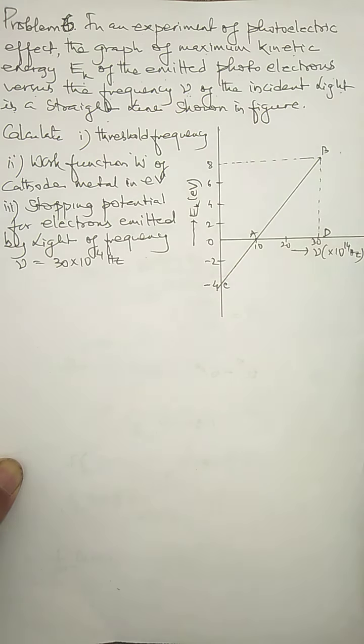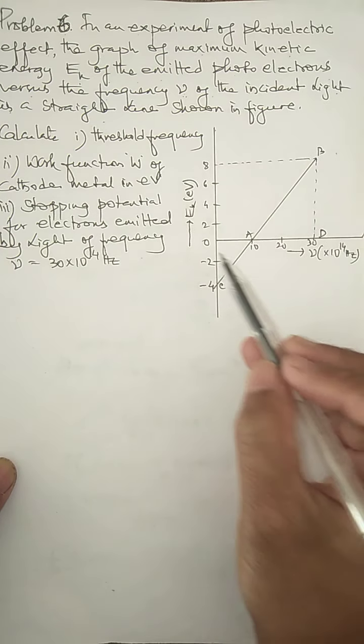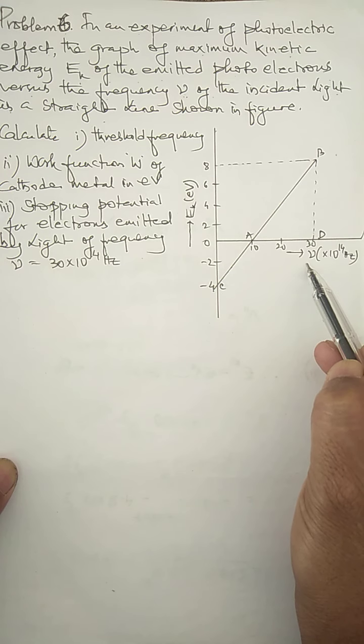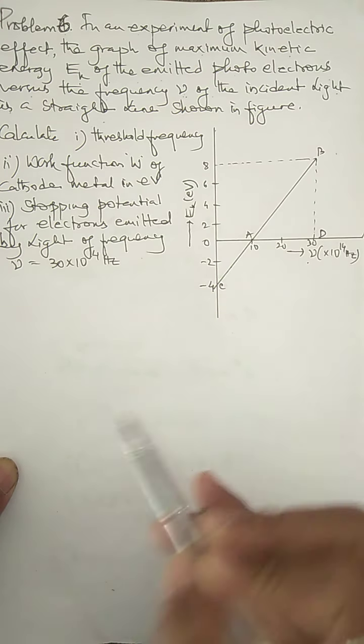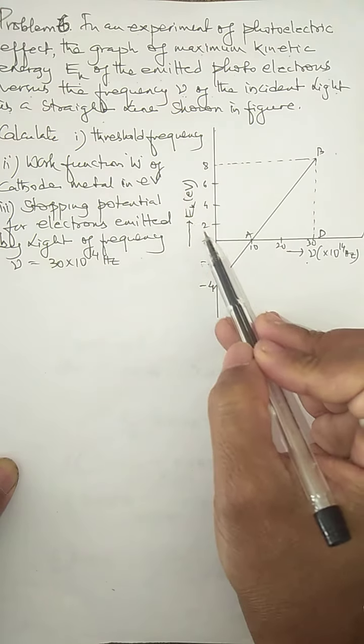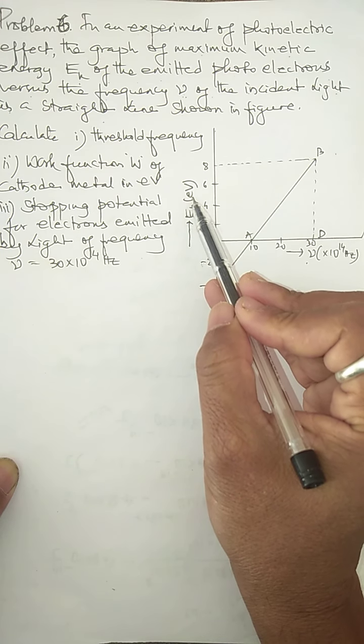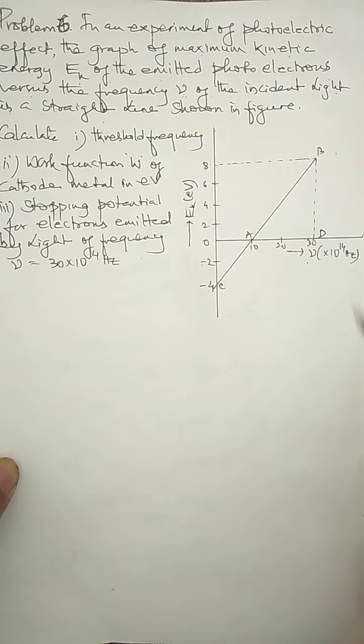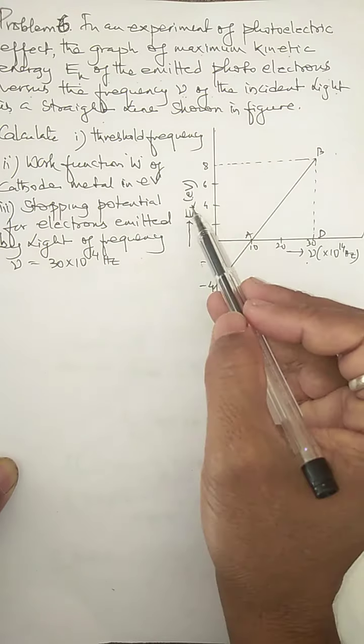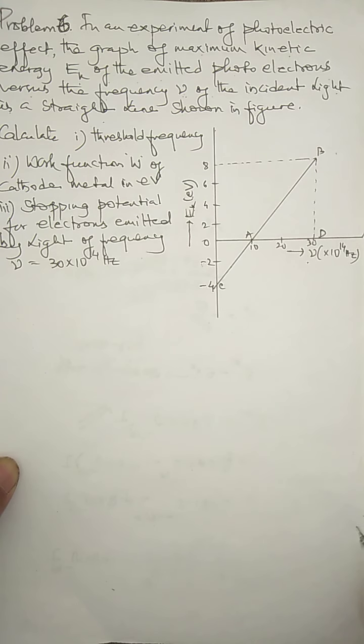This is the graph. So this is the y-axis, this is the x-axis, children. Your x-axis I have taken as frequency, and this frequency is measured in hertz. Your y-axis is Ek, which is measured in electron volt, the maximum kinetic energy. So from this graph only we have to calculate three different parts.